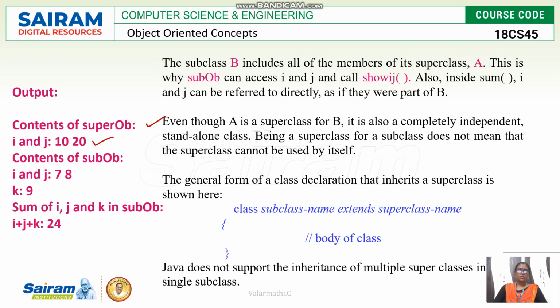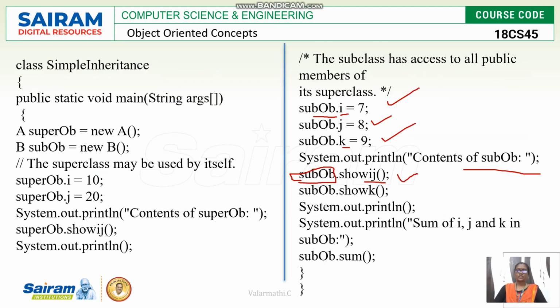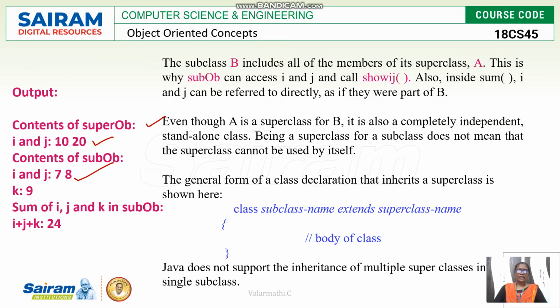So the contents of the sub-object i and j are 7 and 8. Then, additionally, showk is also another method. It also has the value of k to print. What is the value of k here? 9. So that is also printed here as k equals 9.